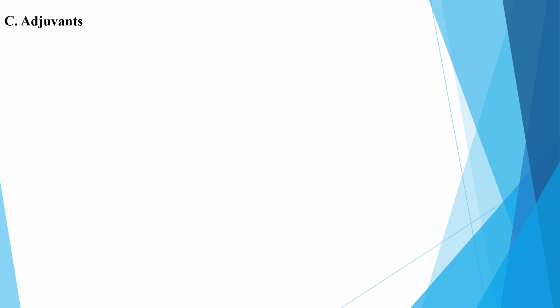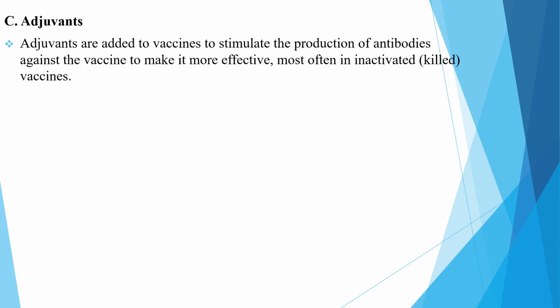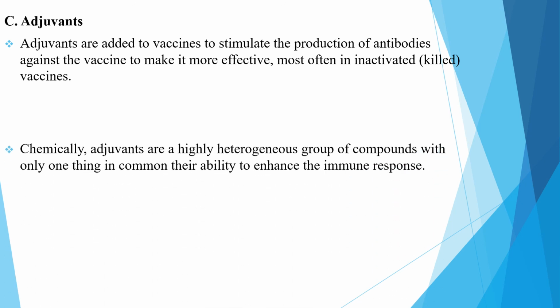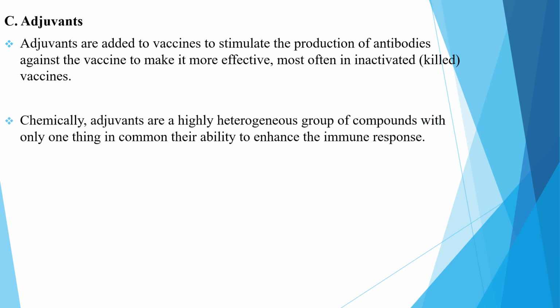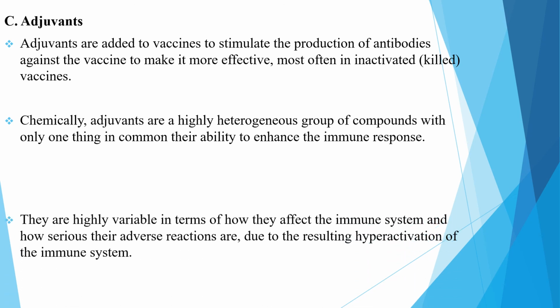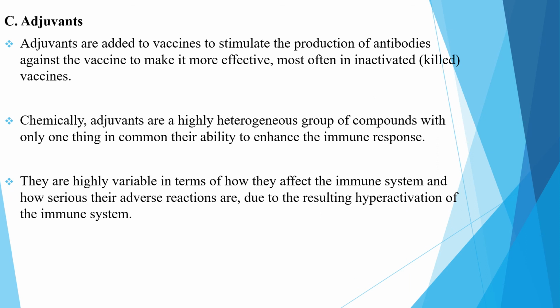The other is about adjuvants. Adjuvants are added to vaccines to stimulate the production of antibodies against the vaccine to make it more effective, more often in inactivated or killed vaccine. Chemically, adjuvants are a highly heterogeneous group of compounds with only one thing in common, which is their ability to enhance the immune response. They are highly variable in terms of how they affect the immune system and how serious their adverse reactions are due to the resulting hyperactivation of the immune system.